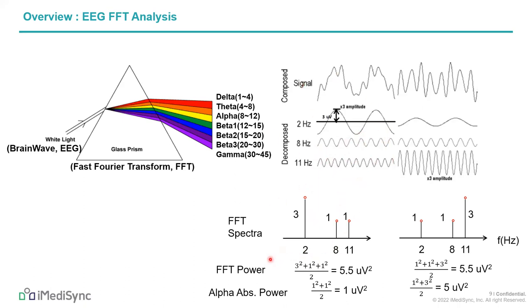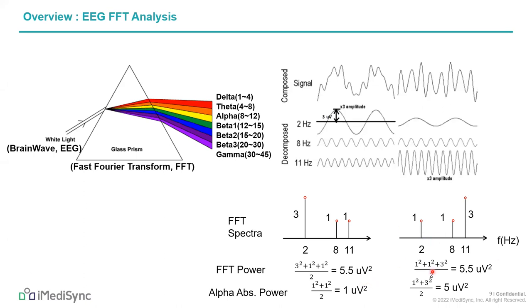For the FFT power, this rhythm's FFT power is the amplitude square, for example, the summation of amplitude square divided by two. The FFT power of this oscillation is 5.5 microvolt square.